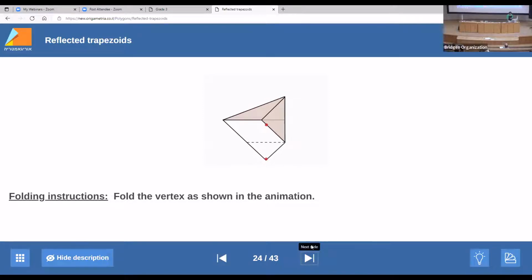So now we fold another vertex. Now, when you fold the last one, you need to make sure that it's exactly lined up as you see in the animation. Now, if I ask you, is it important to be accurate in origami? Probably all of you will say, yes, it's very important. And I say to you, no. Why not?